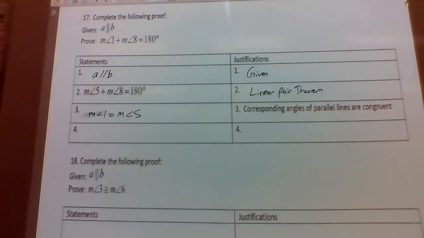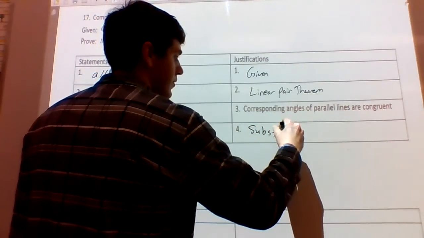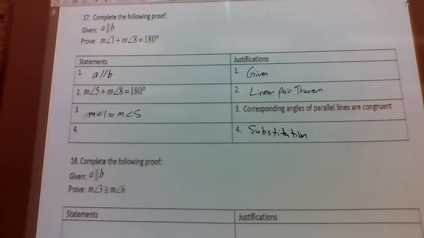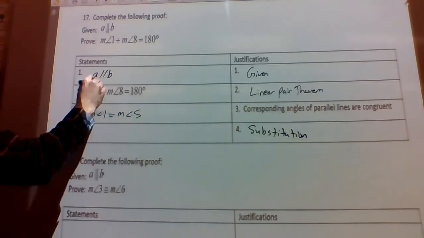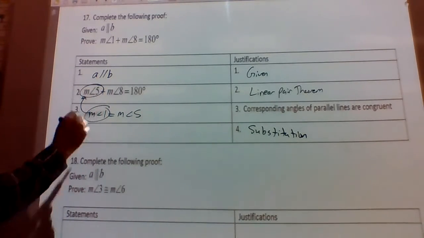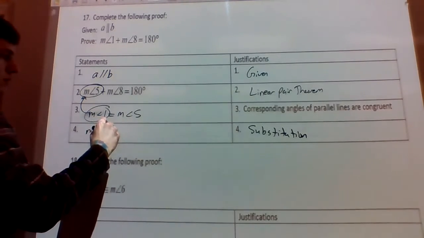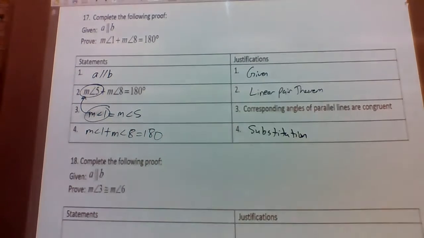Okay. Then we can use substitution. So instead of putting the measure of angle 5, we can substitute in the measure of angle 1. So the measure of angle 1 plus the measure of angle 8 is 180, and that's by substitution.